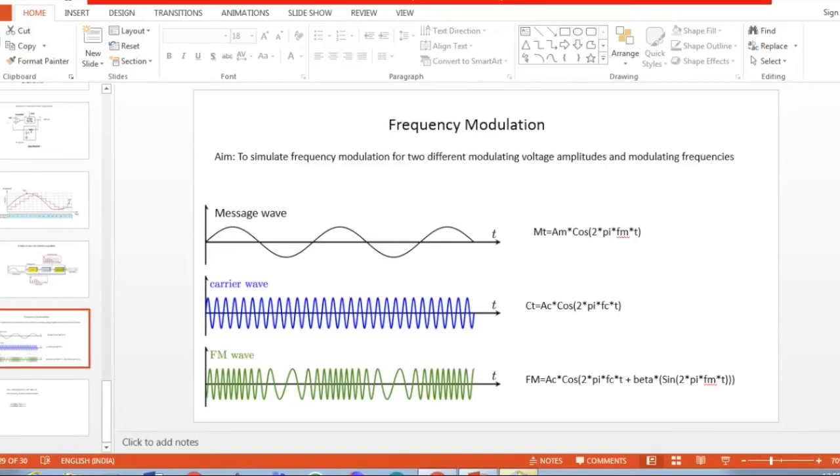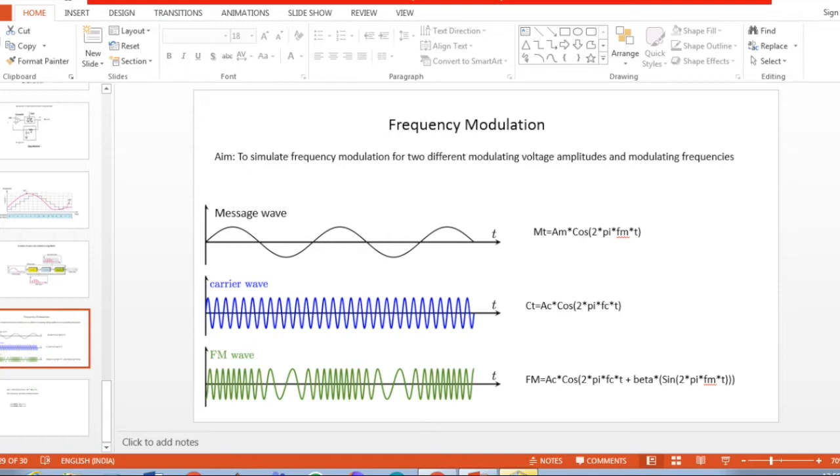Hello everyone. The aim of the experiment is to simulate frequency modulation for two different modulating voltage amplitudes and modulating frequencies. The first wave is our message wave shown here. It is given as m(t) equal to Am cos 2 pi fm t. The second wave is the carrier wave given as c(t), that is equal to Ac cos 2 pi fc t.